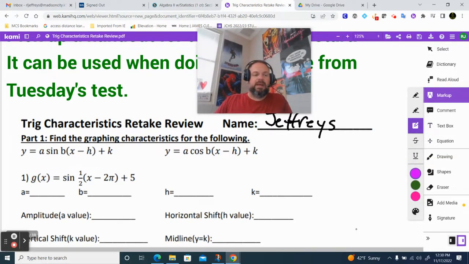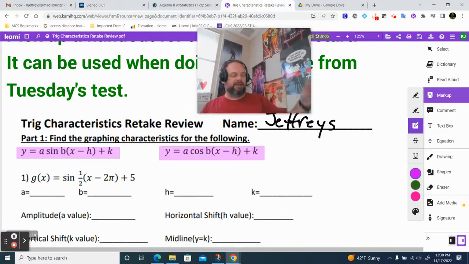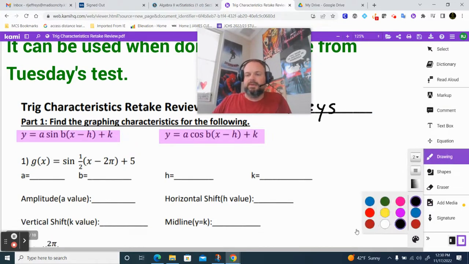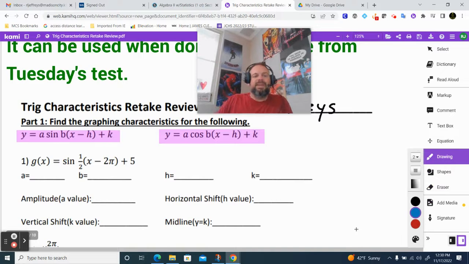If we were to look at these two things, it doesn't matter if it's sine or cosine. These rules all apply, and this is for graphing. Now, remember, if you've ever watched my videos before, I do not believe in graphing on paper. I believe that's archaic, but that's just a me thing. So we're going to jump right into it.